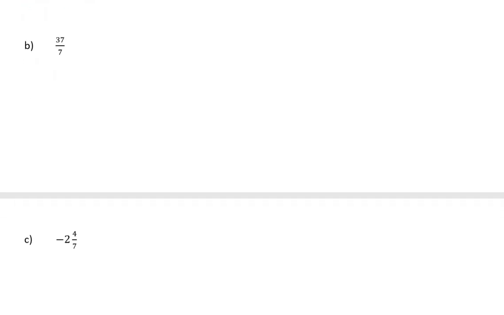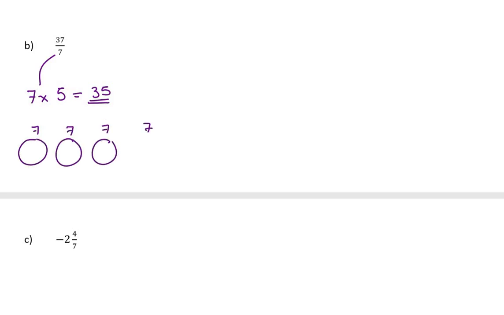Question B, 37 over 7. Okay, well, how many times does 7 go into 37? Well, 7 times 5 would give me 35. So if we had 35 pieces, we would actually have 5 wholes, because each of these cakes would be divided into 7 pieces. And so you would have 7 pieces in the first cake, 7 in the second, 7 in the third, 7 in the fourth, 7 in the fifth, and this would be 35 pieces because of 7 times 5. So there are 5 whole cakes.